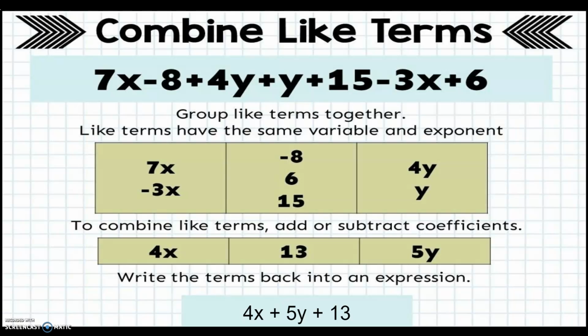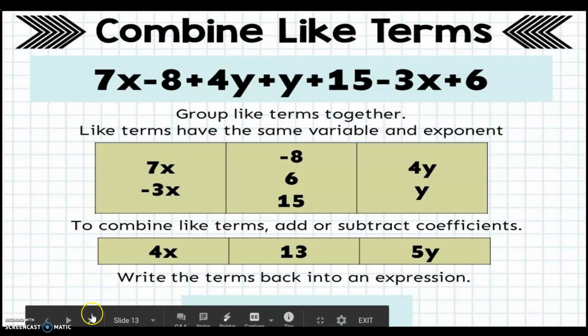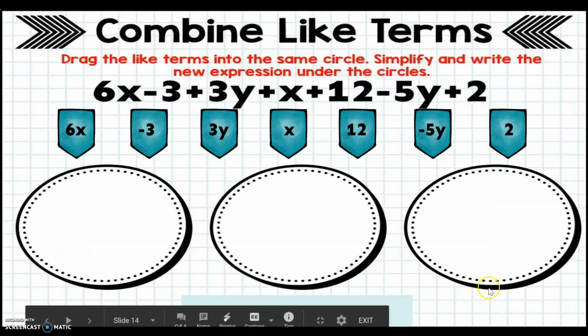If you wrote it 4x plus 13 plus 5y, for right now, that's okay. But get in the habit of placing all of your terms with variables first and the constant last. Okay, so let's go ahead and do another one where we're going to combine these like terms.